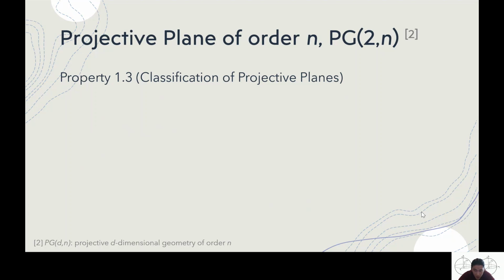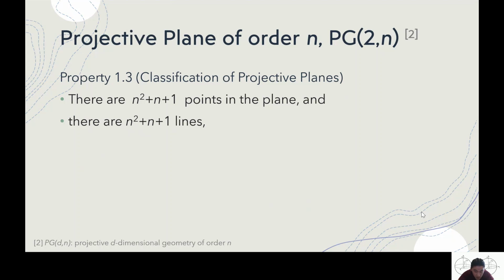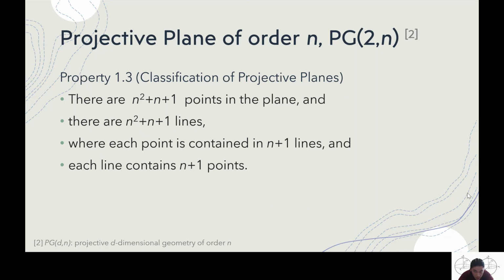Now we can use some nice combinatorial arguments to arrive at the following properties. Assuming that there exists some projective plane of order n, there will be n squared plus n plus 1 points in the plane, and n squared plus n plus 1 lines in the plane, where each point is contained in n plus 1 lines, and each line is contained in n plus 1 points. Note that there's some very, very nice symmetric action going on here. We have the same number of total points and total lines. Moreover, each line and each point contains the same number of the opposing set elements.